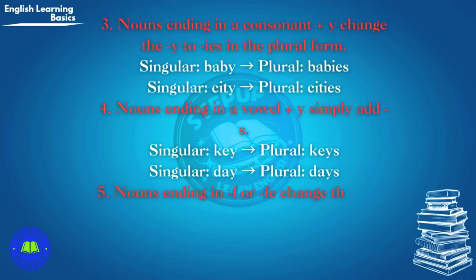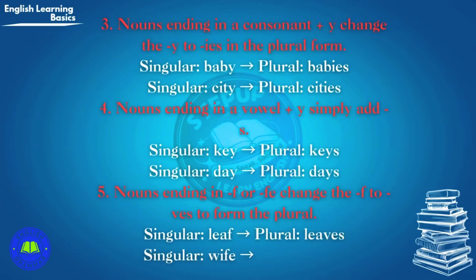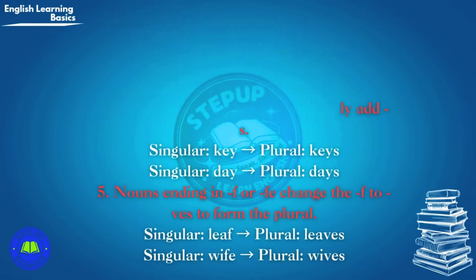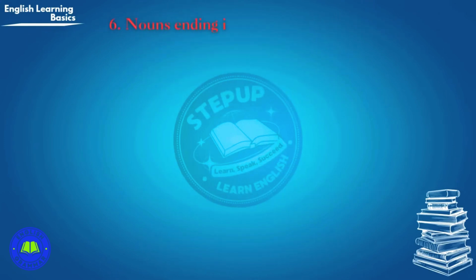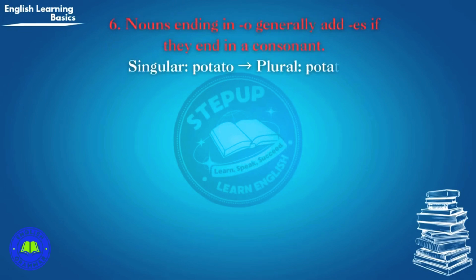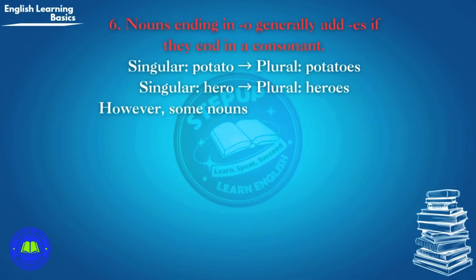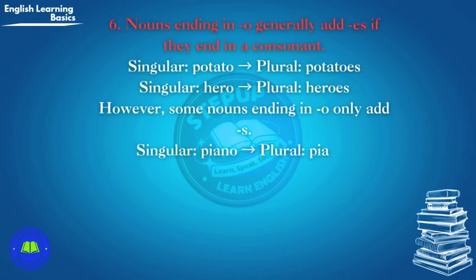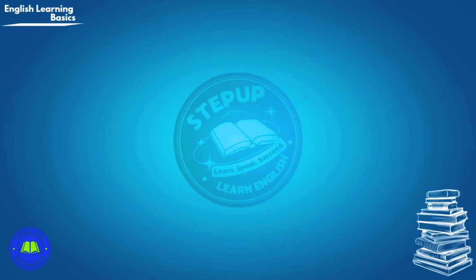5. Nouns ending in f or fe change the f to ves to form the plural. Singular, leaf; plural, leaves. Singular, wife; plural, wives. 6. Nouns ending in o generally add es if they end in a consonant. Singular, potato; plural, potatoes. Singular, hero; plural, heroes. However, some nouns ending in o only add s. Singular, piano; plural, pianos. Singular, photo; plural, photos.